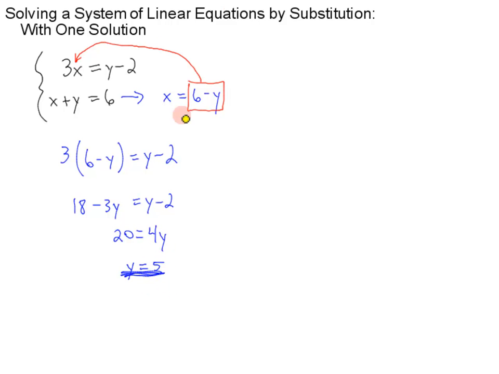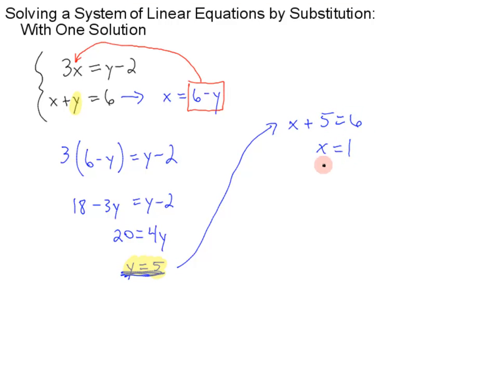So what I will do is take my y value of 5 and substitute it into the first equation or the second equation. It doesn't matter, because this y value satisfies both equations. So, you might want to make a good choice here. I'm going to substitute it into my second equation because it looks simpler to me. Again, it doesn't matter. So when I do that, I have x plus y, which is 5, equals 6.